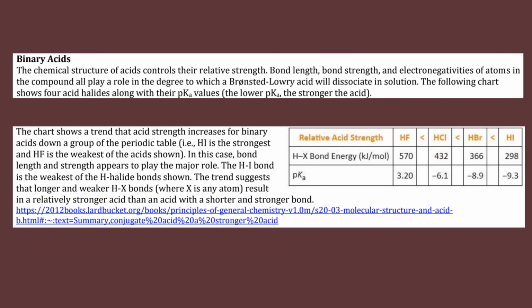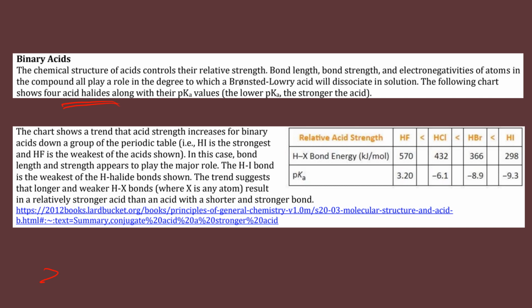Binary acids. The chemical structure of acids controls their relative strength. Bond length, bond strength, and electronegativities of atoms all play a role in how much a Bronsted-Lowry acid will dissociate in solution. So we have 4 different halides. A halide is just a compound associated with a halogen, along with their pKa values. There's a general trend that acid strength increases for binary acids down a group of the periodic table. HI is the strongest, while HF is the weakest.